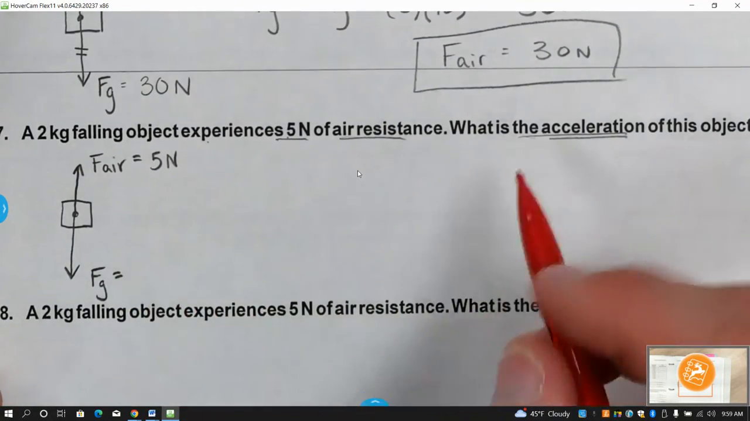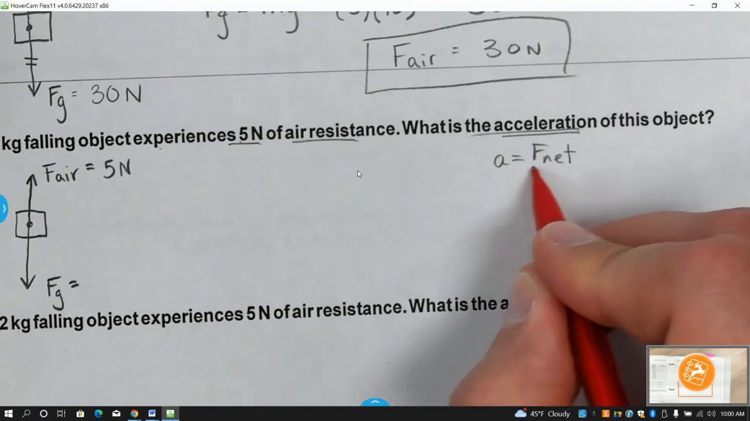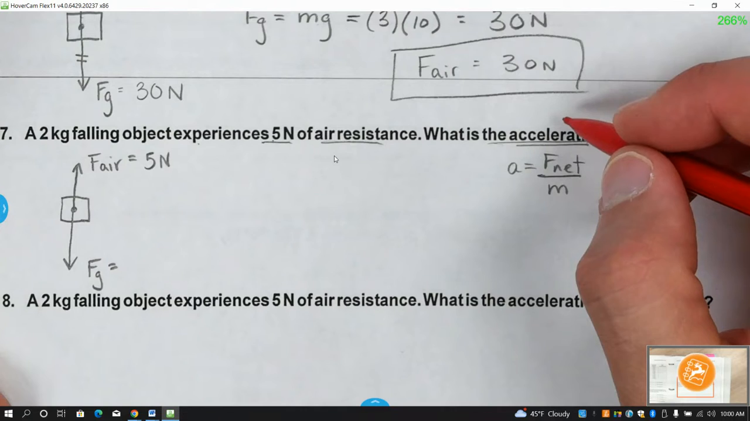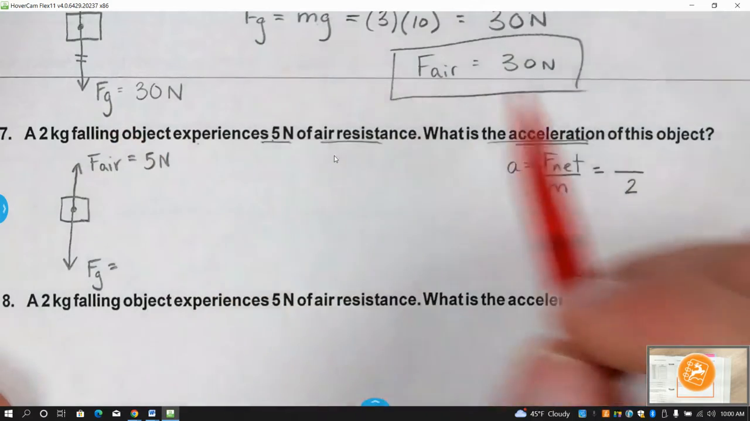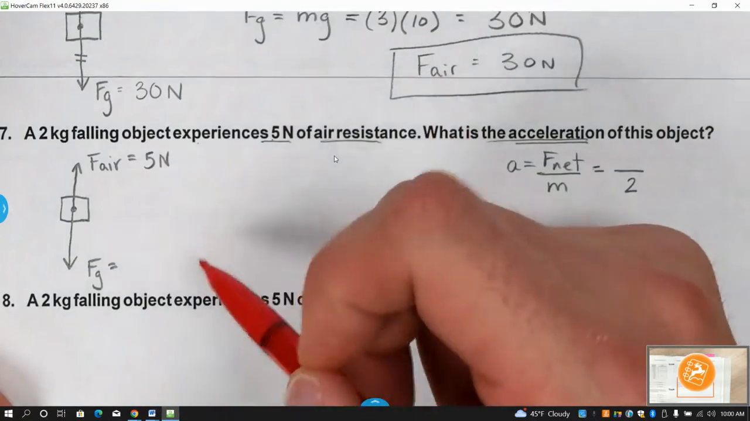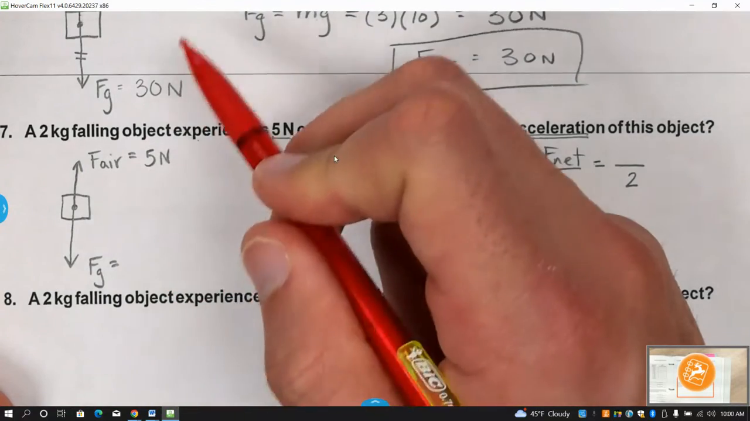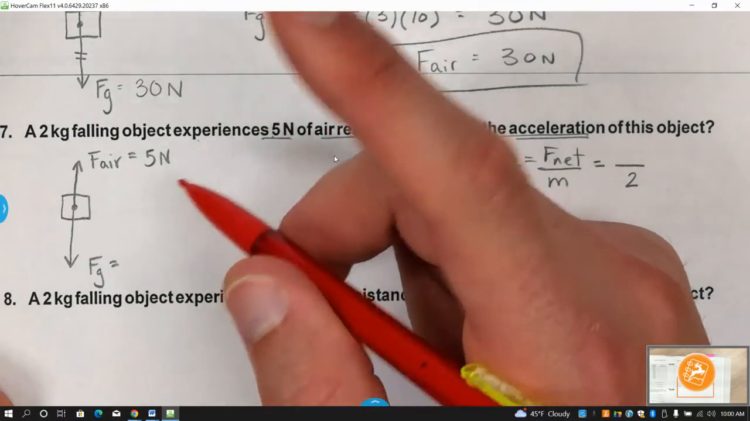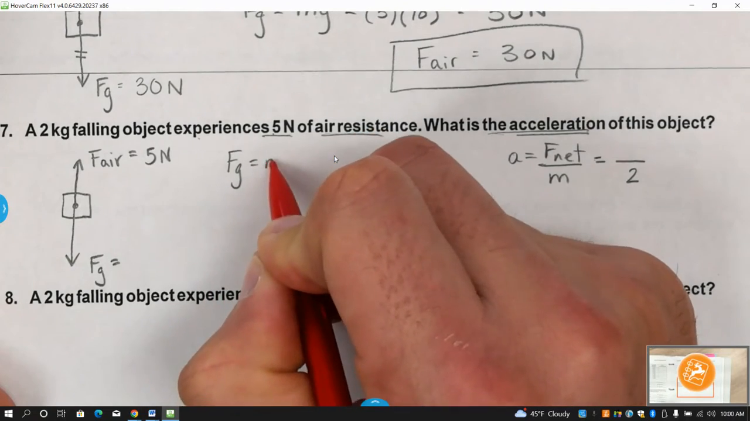what else do we need? To find acceleration, we need to know the F net and m. Do we already have the m? Yes, we do. We have it as 2 kilograms. What don't we have? Net force, so we have to find net force. The problem is pretty much telling us we only have 2 forces. We have 5 newtons up, and we have to have some kind of weight down. How do we find Fg? Mass times gravity.